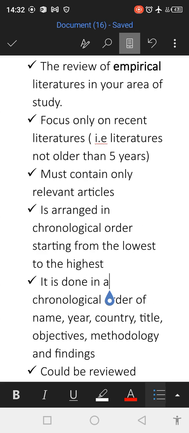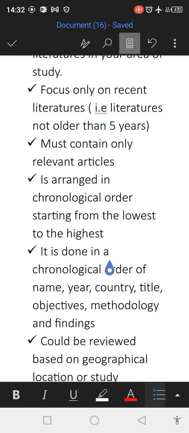So if you want to download articles or literatures in this area, that shows that you have to start from 2021. You can start from 2021, but then you can make it more than that. You can bring it down to 2020. But the beauty of it is that it must not be older than 5 years.